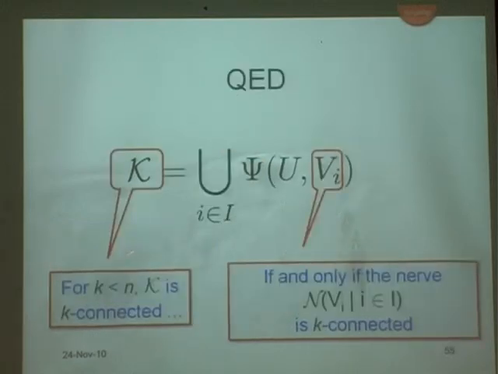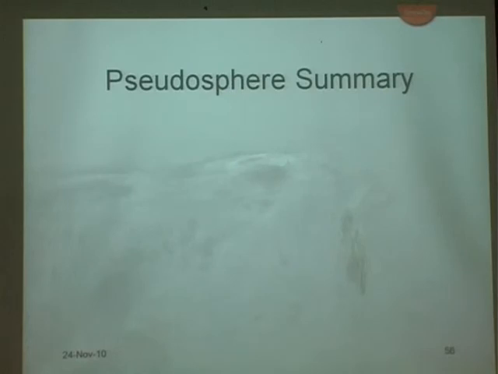So what we end up with is that this union of pseudospheres is K-connected if and only if the nerve of these underlying sets is K-connected. So we can reason about the connectivity of unions of pseudospheres without ever having to think about pseudospheres, in some sense. And this will be very useful for the next topic.